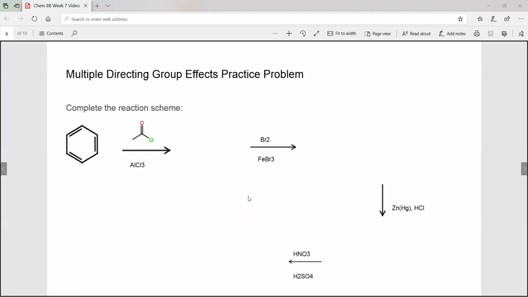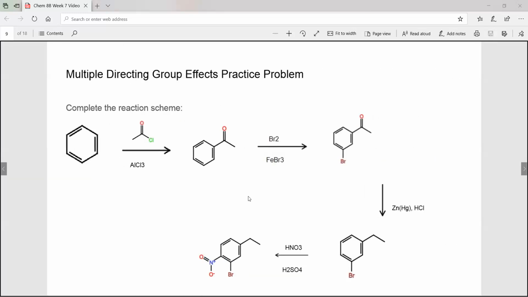Here's the practice problem. Finish this reaction scheme. I recommend pausing this video right here. So the first step is acylation. We add an acyl group to the benzene. Doesn't matter where we add it because all the carbons on the benzene ring are equivalent. The second step is bromination. The newly added bromine would go to the meta position because the acyl group is an EWG and it favors the meta position.